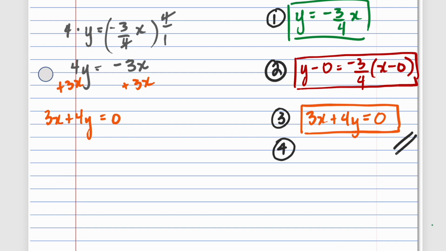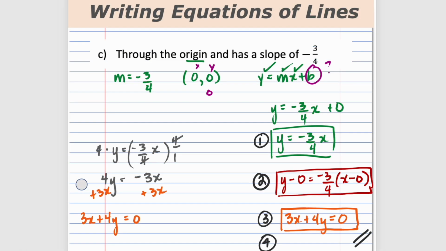Good work. Did you happen to realize you didn't have to do all this work? Because you're given the slope right here, and you're given the origin, which is the y-intercept because the x value is 0. So you could have gone right to this equation.